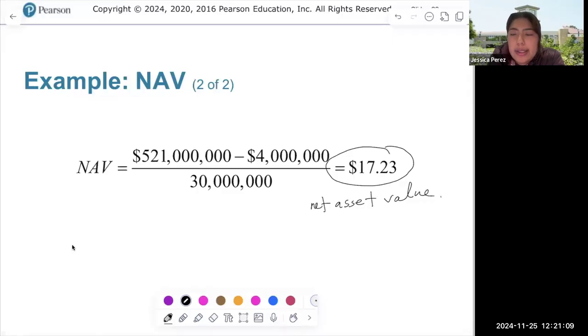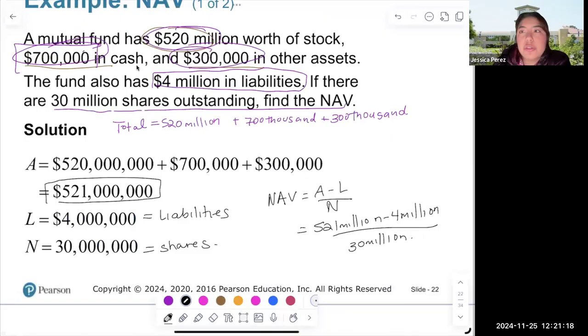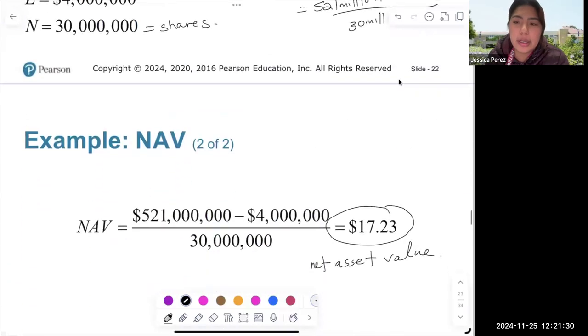The total net asset value: A minus L over N. So you first had to sum up the 520 million, everything in cash and other assets. Combining all of your assets together, your total assets, minus the liabilities over the N value, the number of outstanding shares.